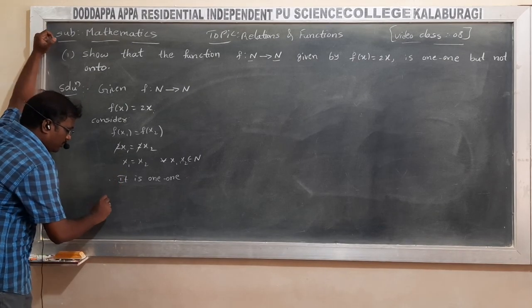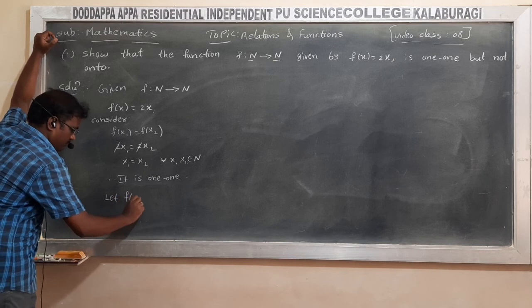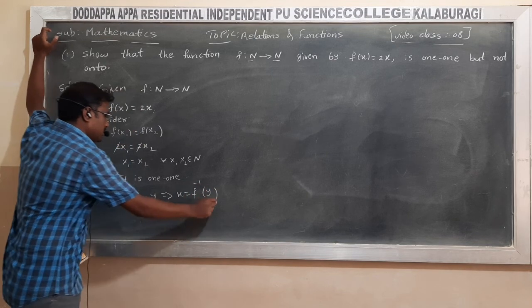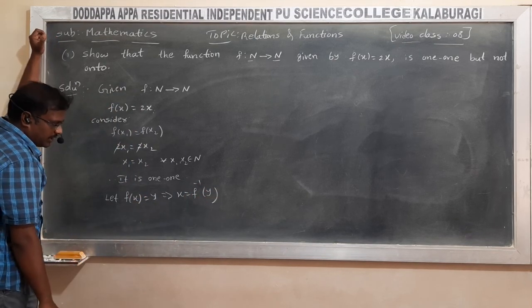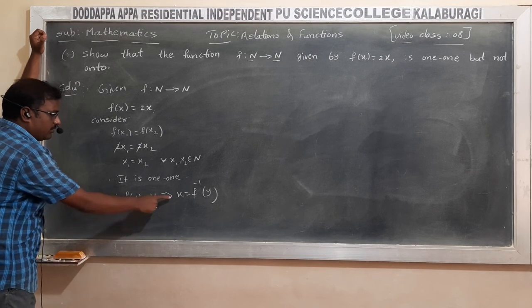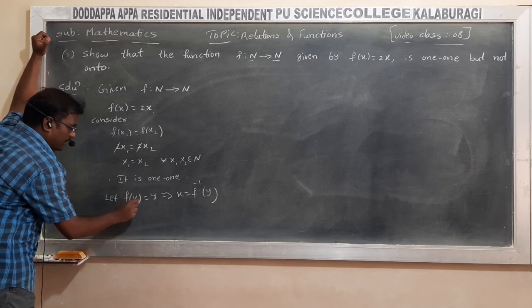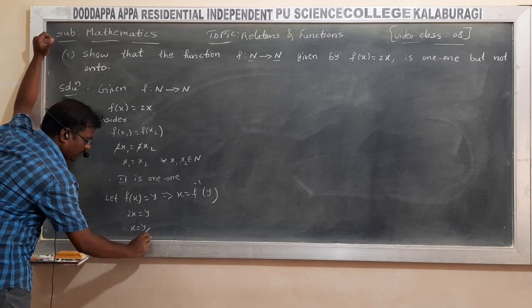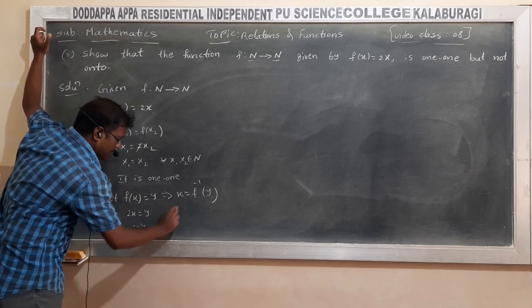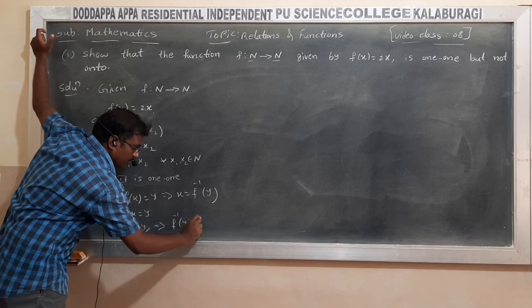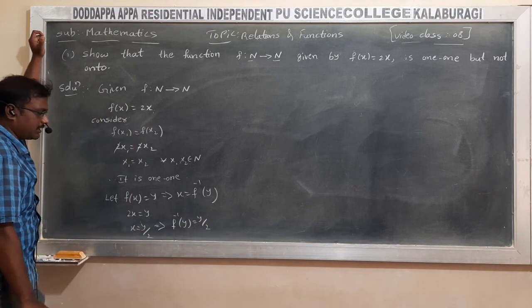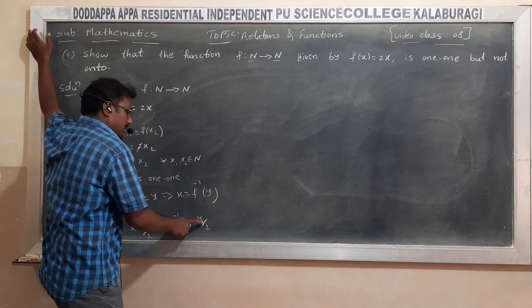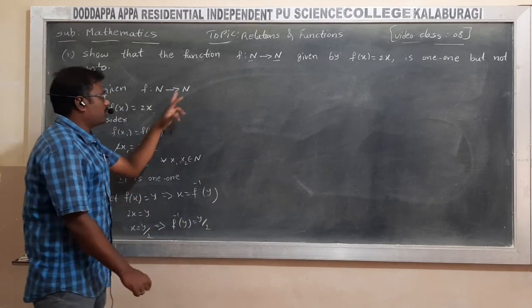Similarly, take next onto. Let f of x equal to y. So x is equal to what? f inverse of y. Now what is the f of x value? 2x is equal to y. x is equal to what? y by 2. This implies x, that is, f inverse of y, is equal to y by 2. Now check whether it is onto or not. If you put 1 in place of y, we get 1 by 2. But 1 by 2 does not belong to natural numbers.